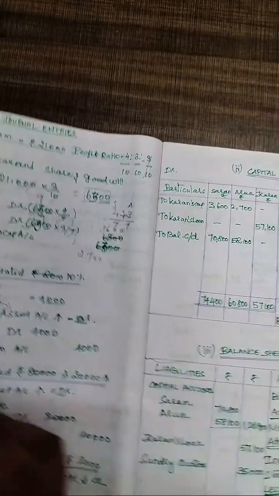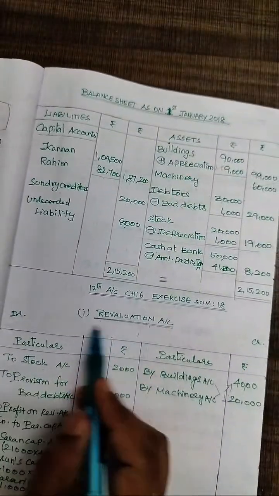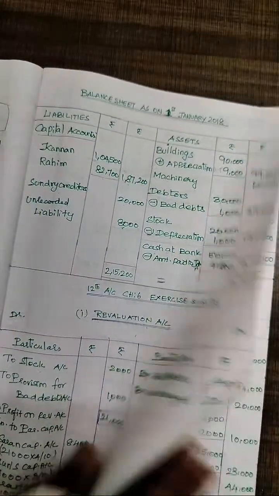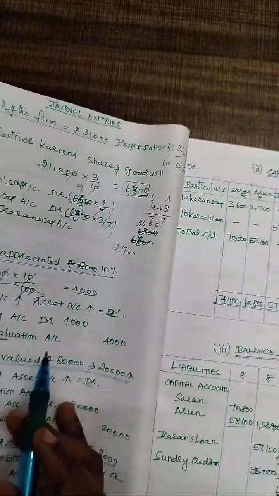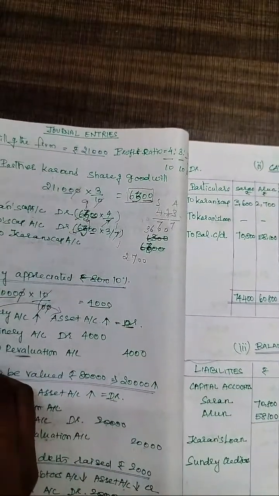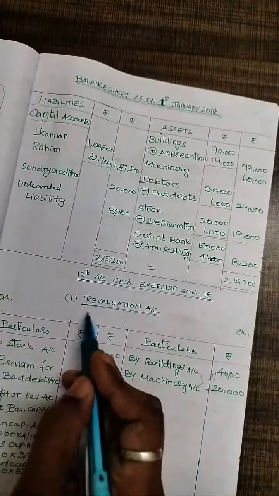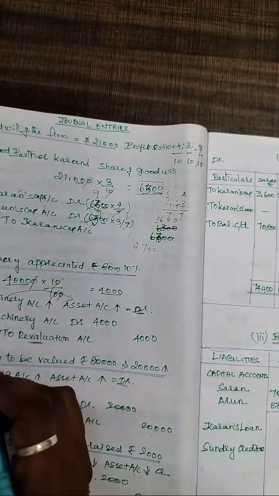Immediately we have to post it into the ledger account. Listen. So what is the ledger account? Revaluation. First ledger account is the revaluation account. There are two sides, debtor side and creditor side. Listen. What is the first transaction? Machinery account is the first transaction. What account are you going to prepare on ledger account? Revaluation account.